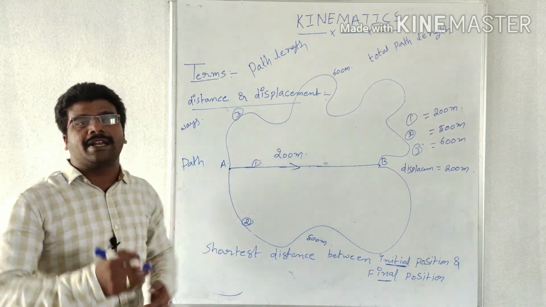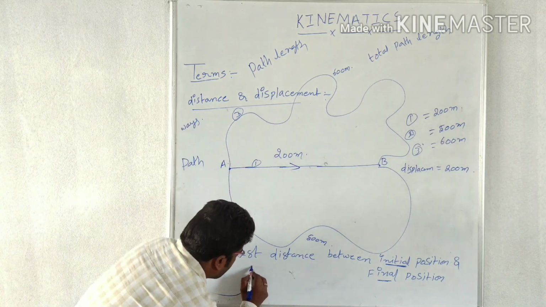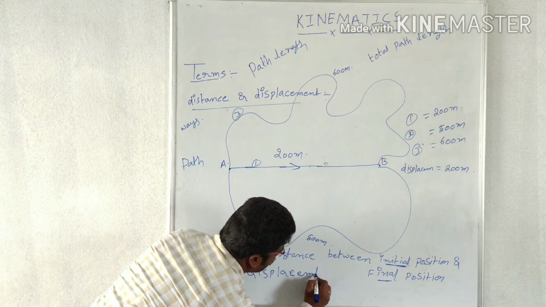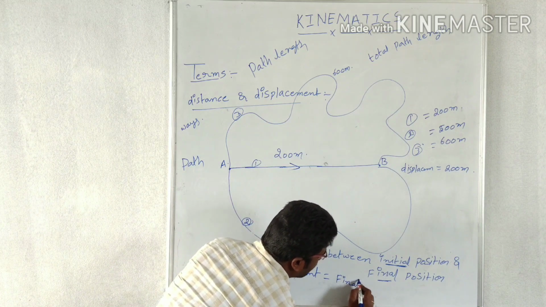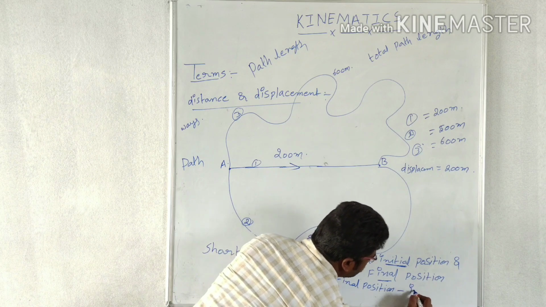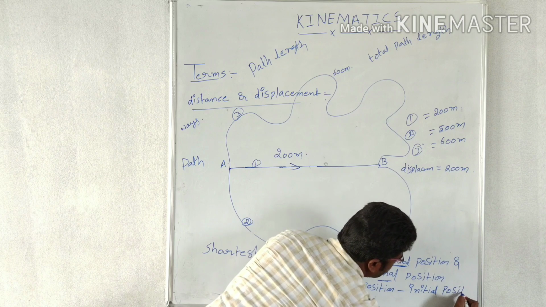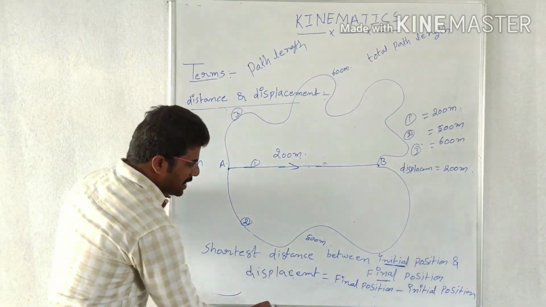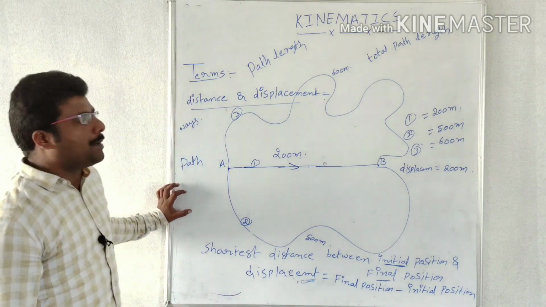Here the second definition is also there for displacement. Simply, displacement equals final position minus initial position. This is also a definition for displacement. This we are going to use in solving the problems.